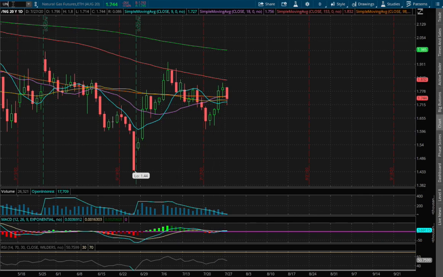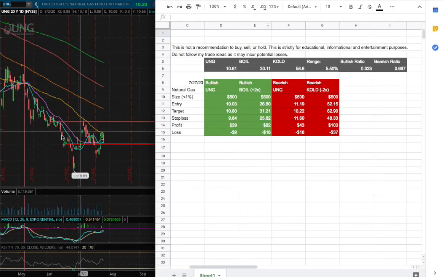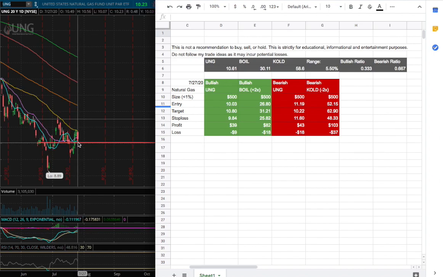So as for UNG, for the trade idea of the week, I have here a position size of less than 1% of my portfolio, and the entry for the bullish side is $10.03. We did touch around that level this morning, and the target to sell that position is around $10.80. So that is around this level right here. And as for stop loss, if natural gas does continue to fall lower, it will be $9.84.